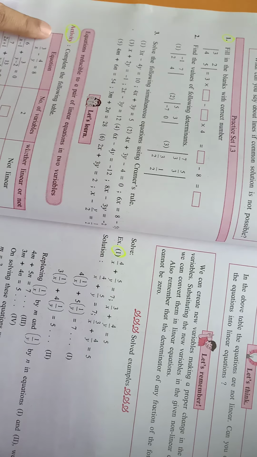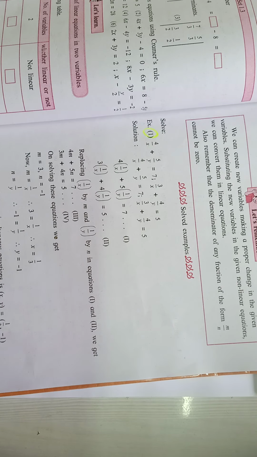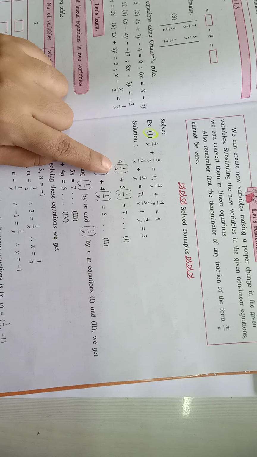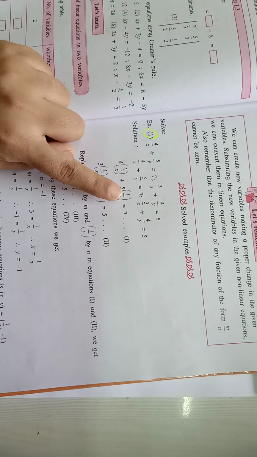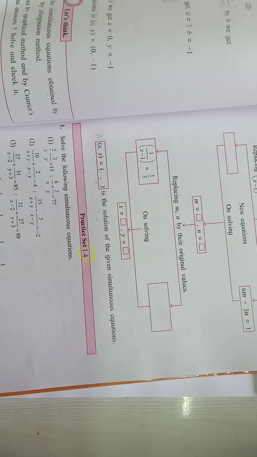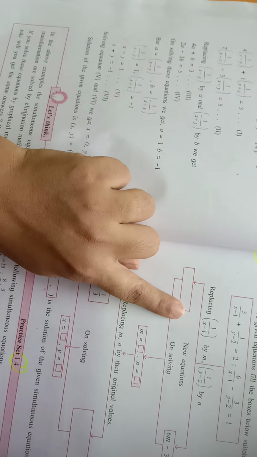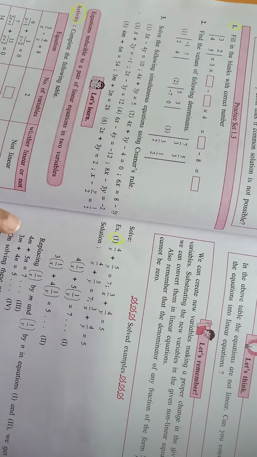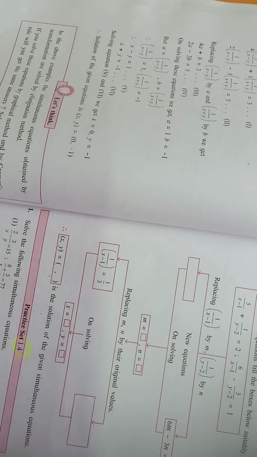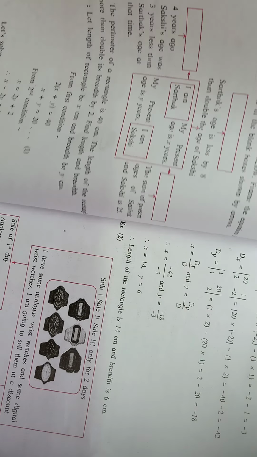Activity which is there, down, activity, page 16, it's not there. Page number 17, all the sums of the form 1 upon x, 1 upon y are not there. So all these examples are not there. Example number 2 is not there. Activity is not there. Page number 17, 18, page number 19 exercise, that is 1.4, is omitted.